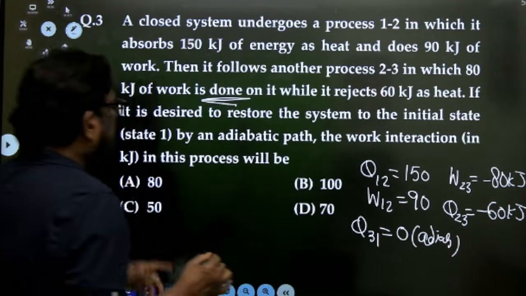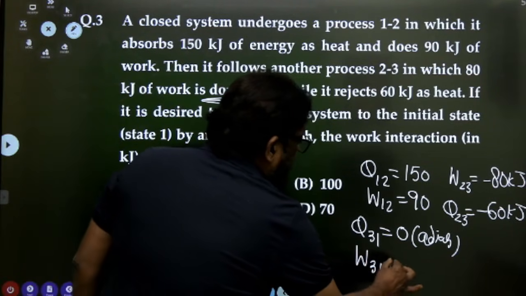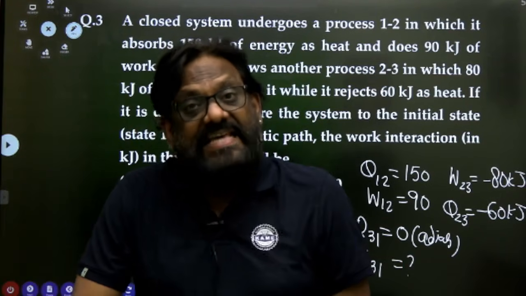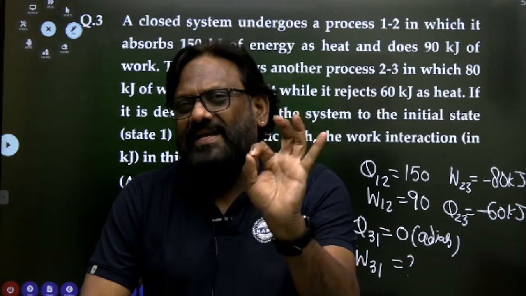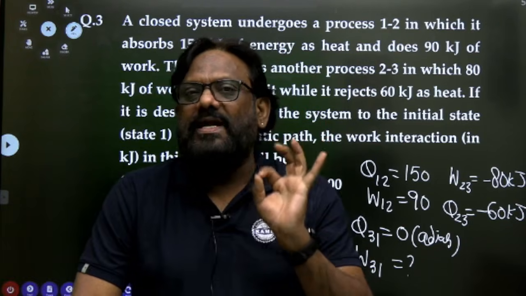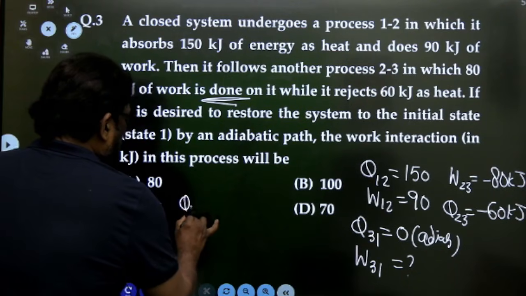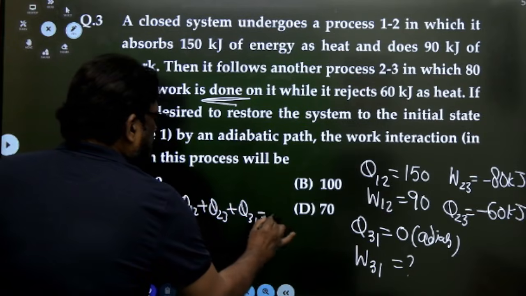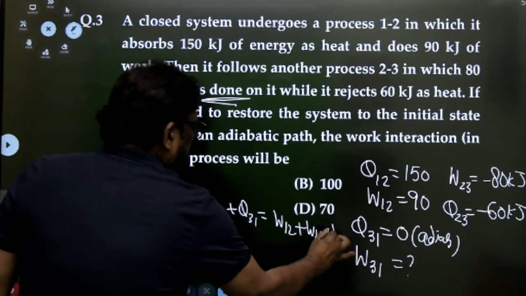Now what is he asking? The work interaction in the process. He is asking work 3-1. How will we do it? It is very simple. The first law of thermodynamics for a cycle says sigma Q is equal to sigma W. That is, net heat transfer in a cycle is equal to net work transfer. So sigma Q is Q12 plus Q23 plus Q31. That should be equal to sigma W, that is W12 plus W23 plus W31.